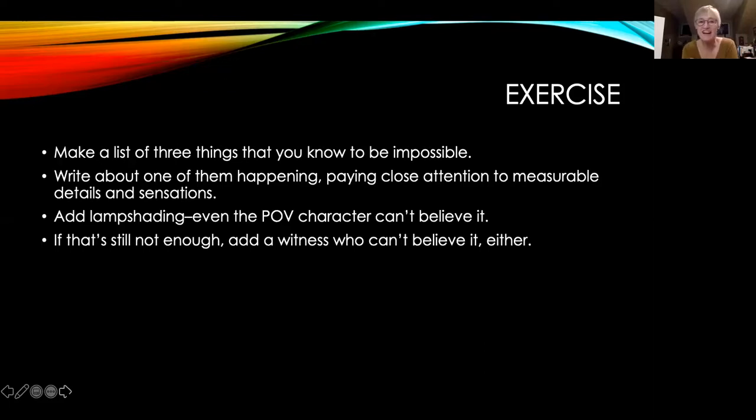So it's a fun exercise. So try to think of something you know to be impossible. I made a list of 3. This was the one that interested me the most. But pick the one that interests you the most. Write about it happening, paying close attention to those measurable details and those sensations that are so important to getting reader buy-in. Add that lampshading. Even the point of view character can't believe it.